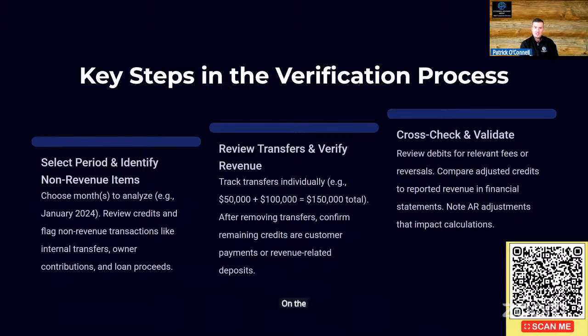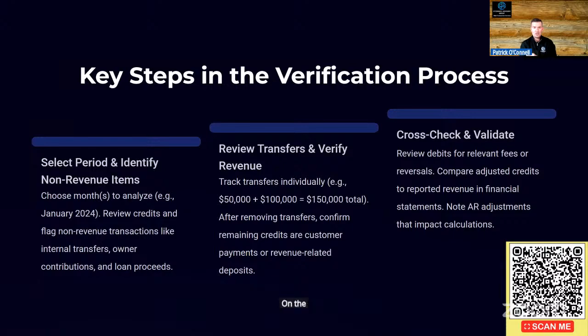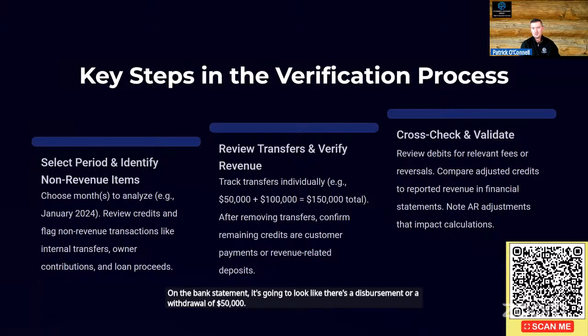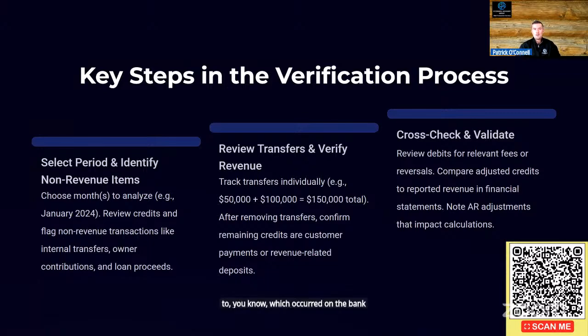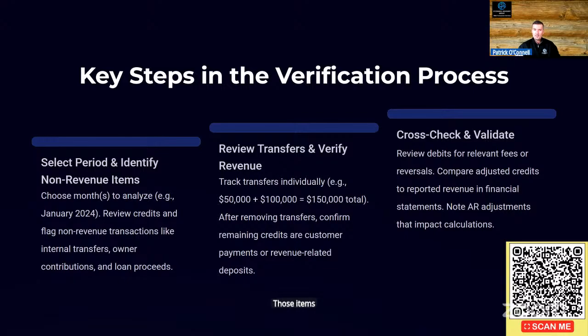On the bank statements, you'll see certain dollar amounts. Let's say hypothetically you transferred out $50,000 to put into an investment account. On the bank statement, it's going to look like there's a disbursement or a withdrawal of $50,000 which occurred on the bank statement. If you were to read the description and you were to determine that this is really a non-operating activity, like you didn't pay a vendor $50,000 to do something for the business, it's just moving money around, those items should not be classified as expenses on the income statement.